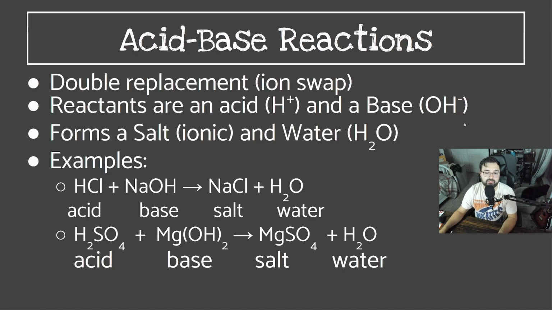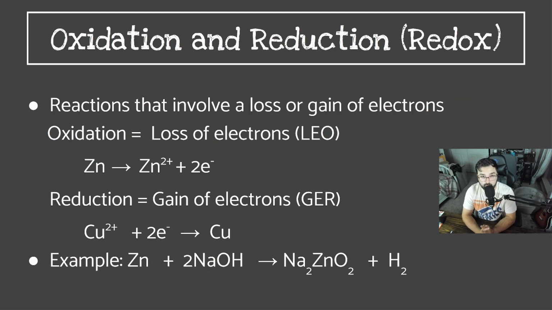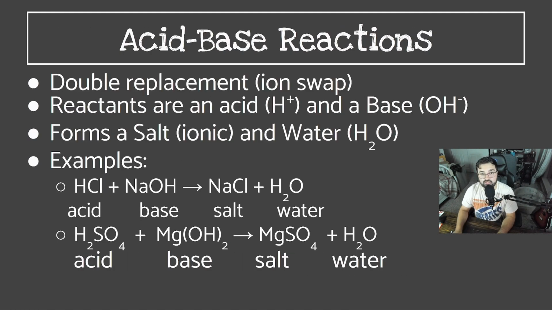The next kind of reaction, acid-base reactions, are just as easy to recognize as their reactants. The reactants are acids, which start with a hydrogen, and bases, which end with a hydroxide, or an oxygen and a hydrogen, an OH group. And the products at the end of an acid-base reaction will always be an ionic salt and water.